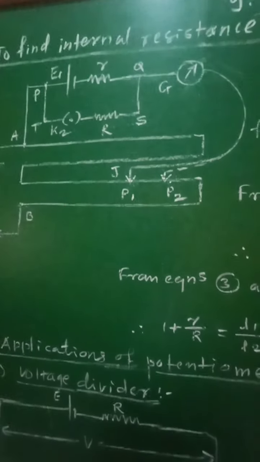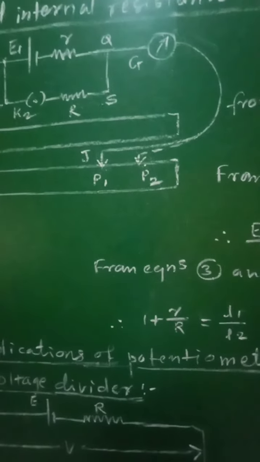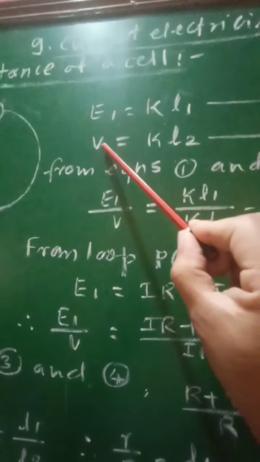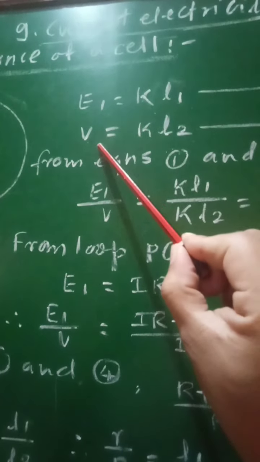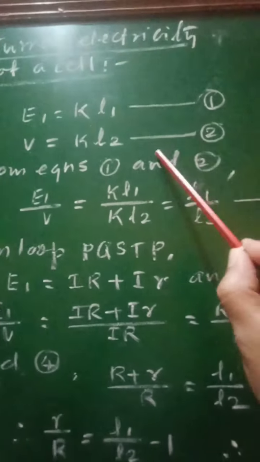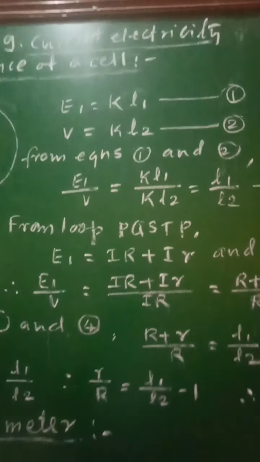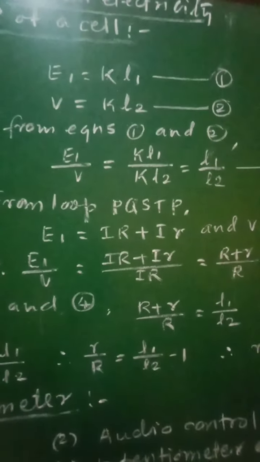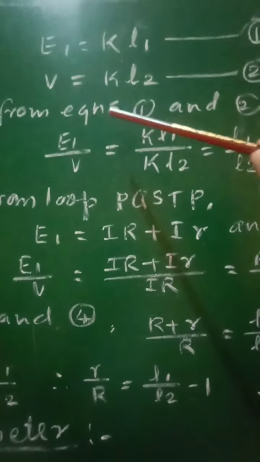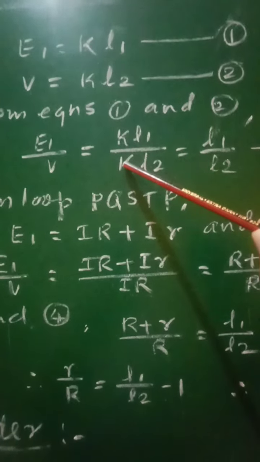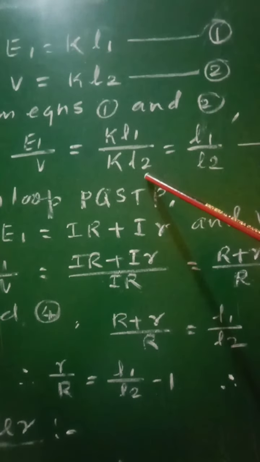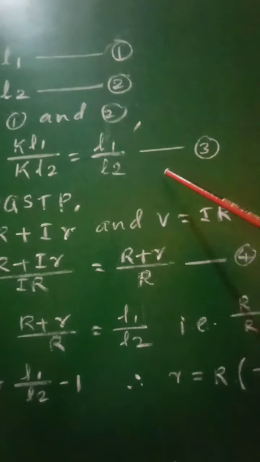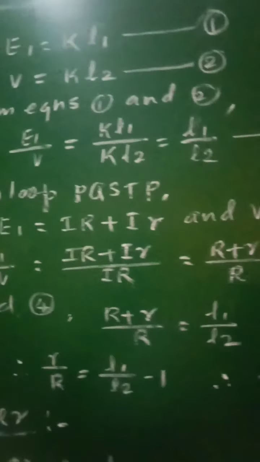and therefore in this case the potential difference of that cell will correspond to length L2, and therefore again using working principle of potentiometer we can write V equal to KL2, equation number 2. Now from equations 1 and 2, dividing first equation by second, we will get E1 by V will be equal to KL1 upon KL2. K will get cancelled, hence we will get L1 by L2, equation number 3.